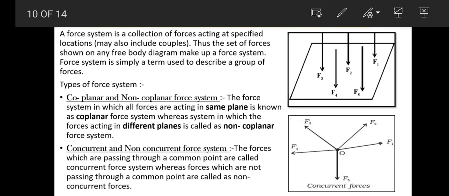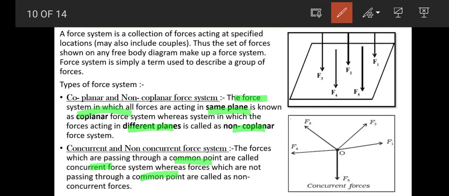Let us understand the coplanar and non-coplanar force systems. The force system in which all forces are acting in the same plane is known as a coplanar force system, whereas a system in which forces act in different planes is known as a non-coplanar force system. Concurrent and non-concurrent force systems: the forces which pass through a common point are called a concurrent force system, whereas forces which do not pass through a common point are non-concurrent forces.